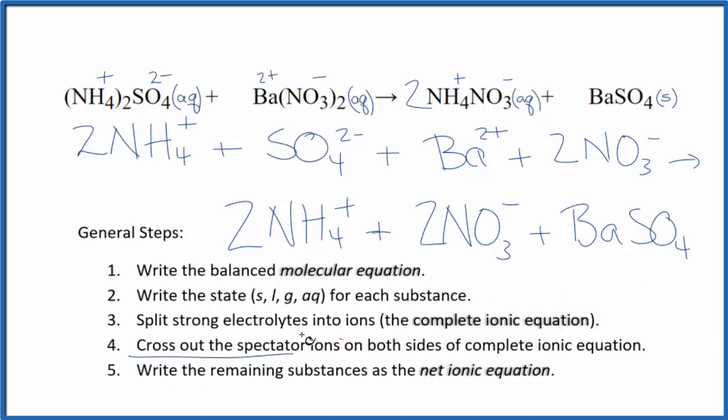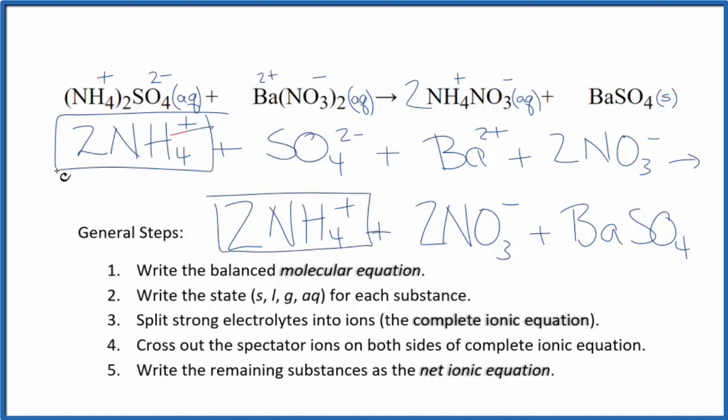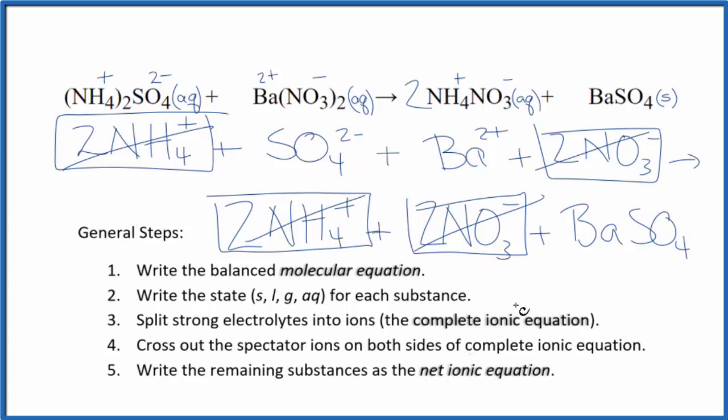Now we can cross out spectator ions. They're on both sides of the complete ionic equation. They haven't changed, so we're not interested in them. In the reactants here, I see 2 ammonium ions. In the products, there are also 2 ammonium ions. Get rid of those. 2 nitrate ions, and here again in the products. Cross those out, and what's left, this is the net ionic equation for ammonium sulfate plus barium nitrate.